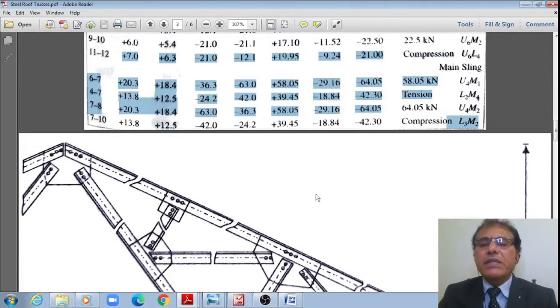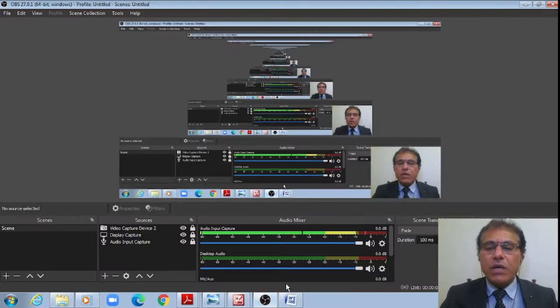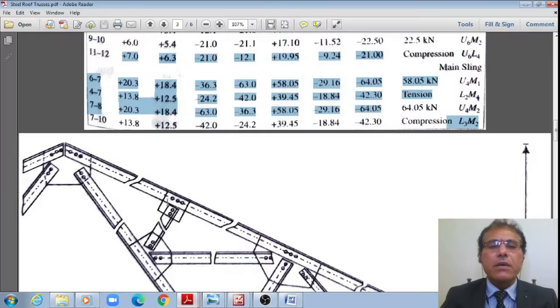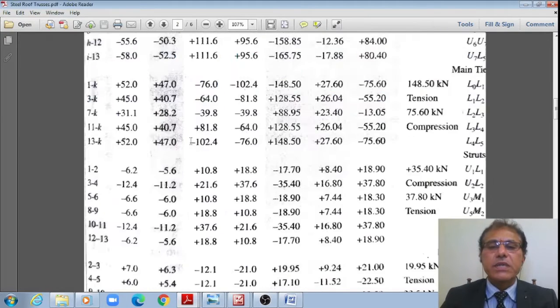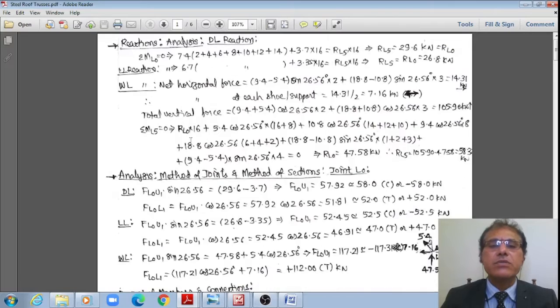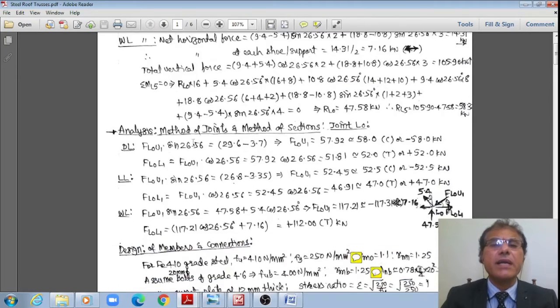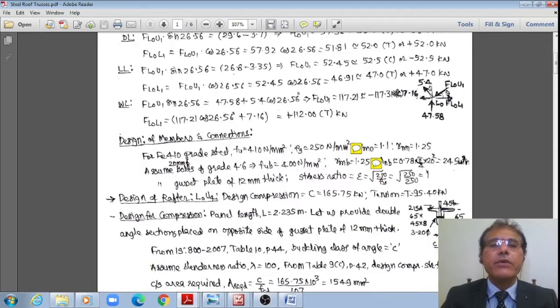Once I do this analysis, now I'll go for the designs. Let me initiate the design, student, right? Now I'm just recalling all these forces, and we also know the lengths, student, right? This analysis I did the other day, I'm just reminding you. Now I'll switch over to the designs of the members as well as the bolted connections, right?